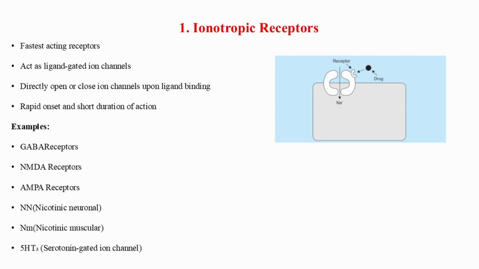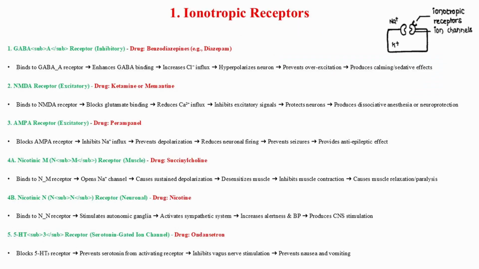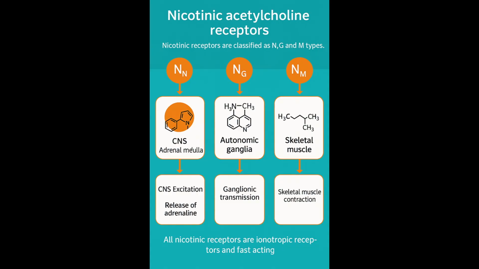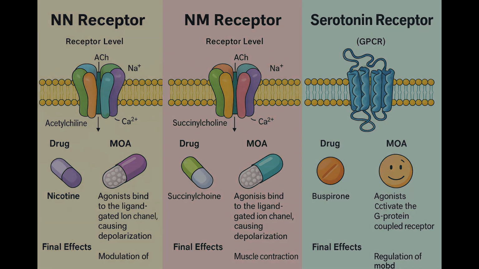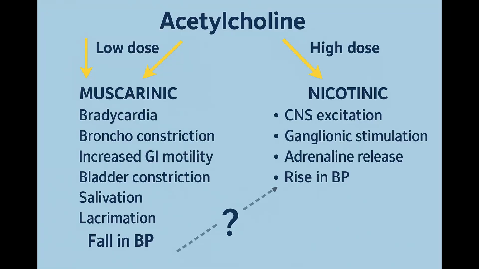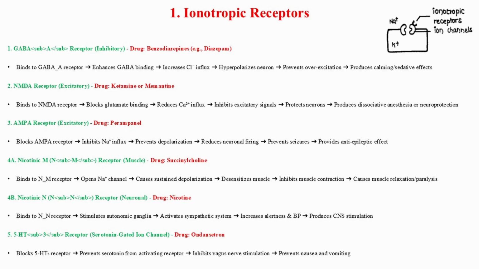Coming to the next type of ionotropic receptor, nicotinic N receptors. These are alertness boosters. Drugs like nicotine bind to the nicotinic receptors and stimulate the autonomic ganglia, thereby activating the sympathetic system and producing principal neurotransmitters like noradrenaline, which may result in increased alertness, high blood pressure, and CNS stimulation.